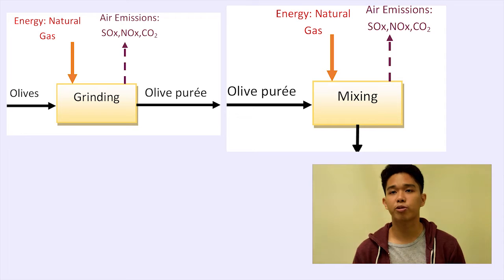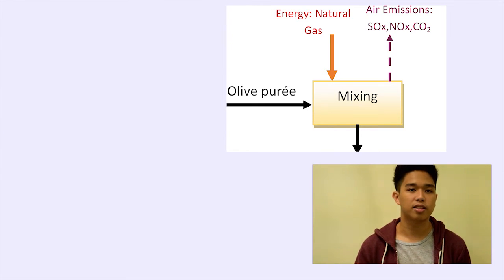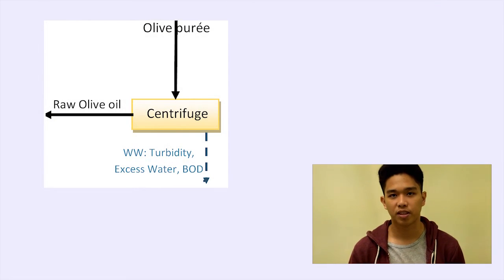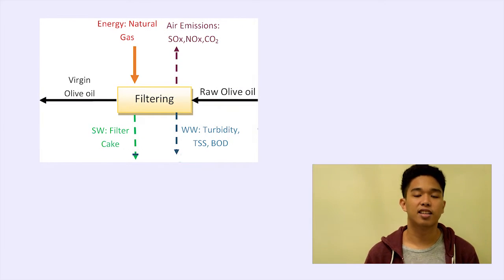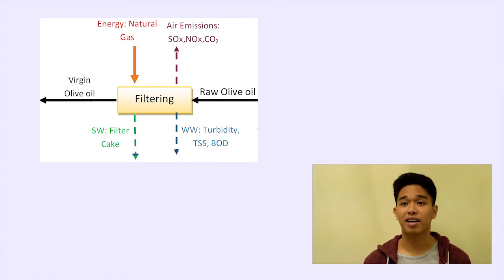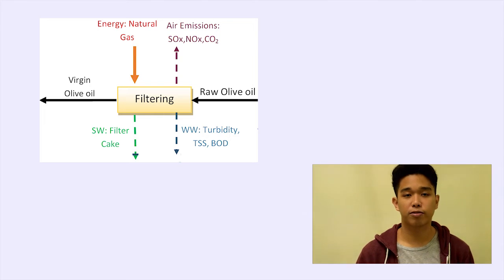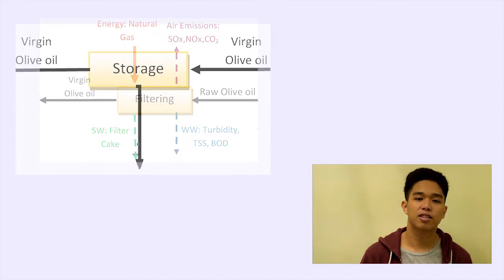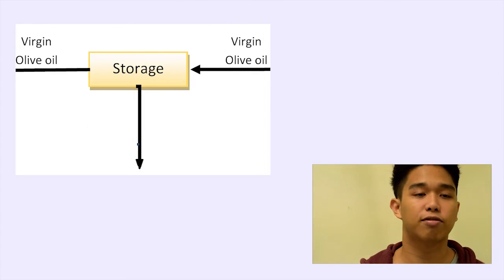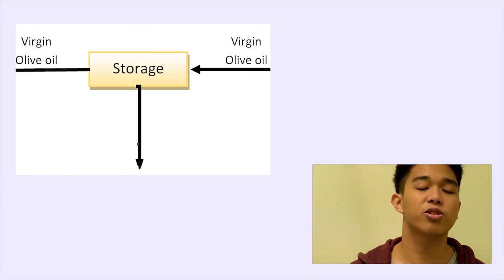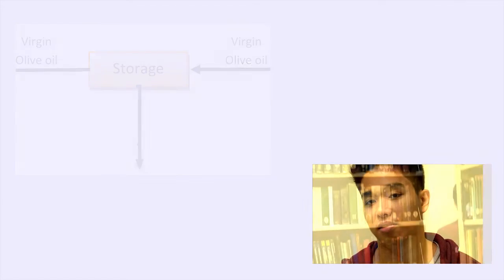Ground olives and olive puree are mixed and passed through a centrifuge and then filtered. Wastewater are ejected and sent through the wastewater treatment plant, and the filter cake from this filter is sent to MRF. Virgin olive oil is collected from the filter. It is then stored and prepared for refining.